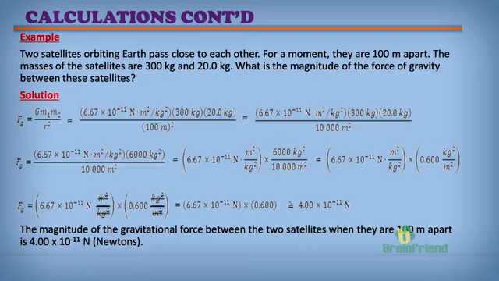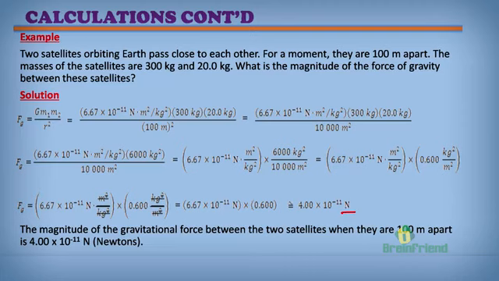What do you say? F is equal to G M1 M2 over R squared. Inputting the values, we have 6.67 times 10 to the power minus 11 times 300 times 20 all over 100 squared. 100 squared will give us 10,000. So when you work this out, 20 times 300 gives you 6,000. 6,000 times 6.67 times 10 to the power minus 11 all over 10,000 will give you 4.0 times 10 to the power minus 11 Newton. Also remember that the unit of force is Newton.